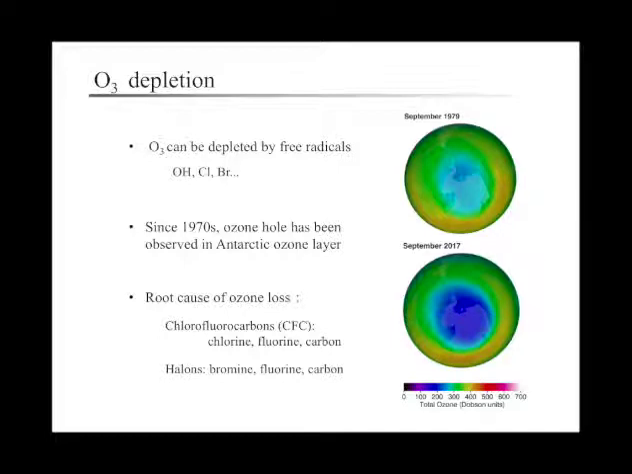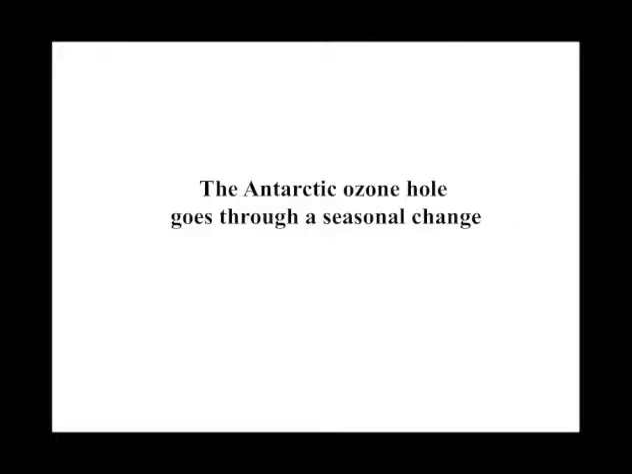Each year, the Antarctic ozone hole goes through a seasonal change. A dramatic thinning of ozone begins in July and shrinks in November. So in the second part, we will talk about the reasons for this phenomenon.